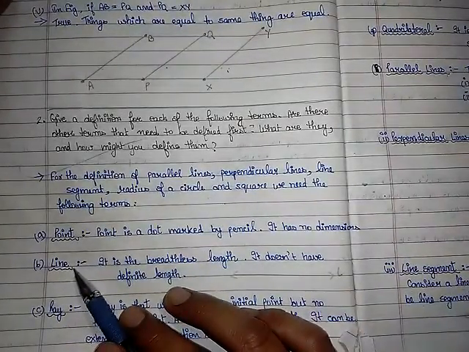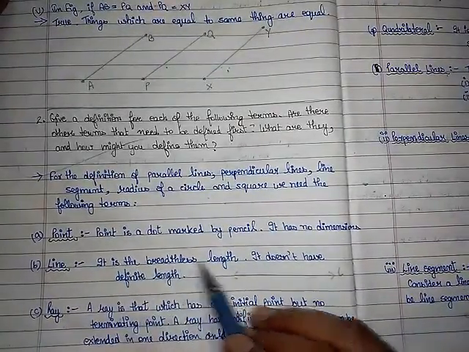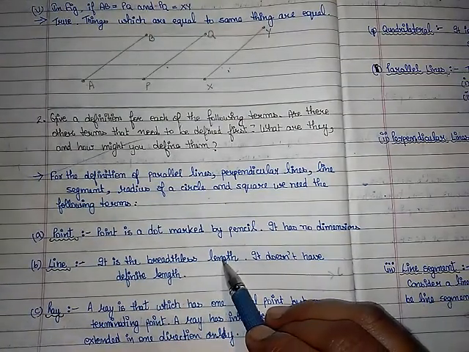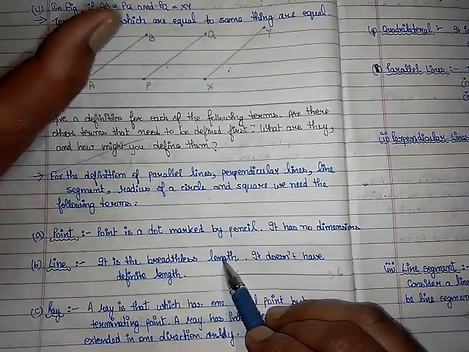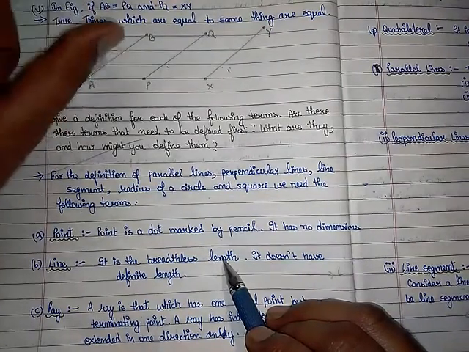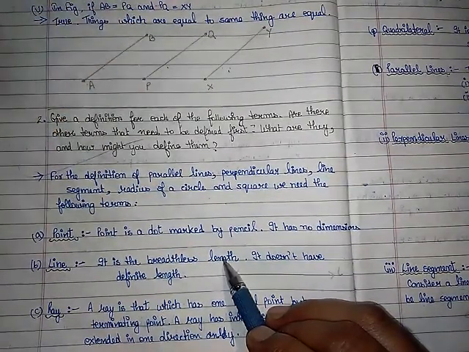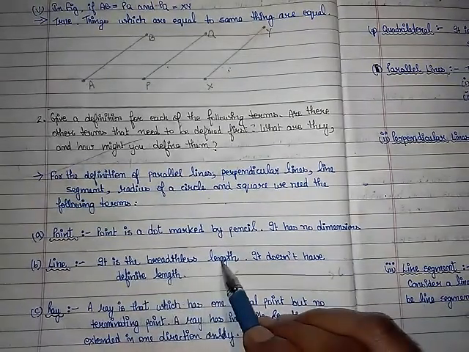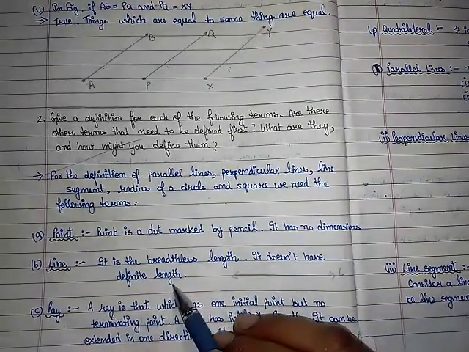Then come to the line. It is a breadthless length. Breadthless length means it has only one dimension, that is length, and does not have any breadth. So that is called the line. It is the breadthless length. It does not have a definite length.